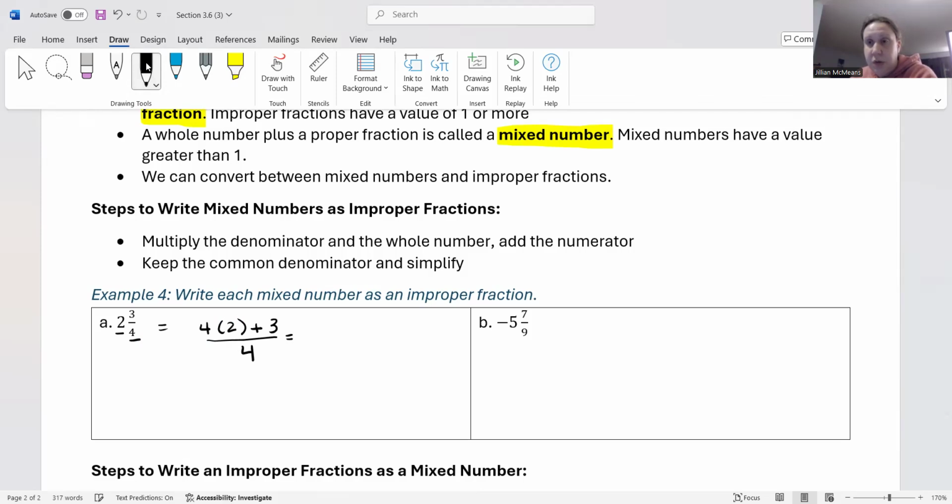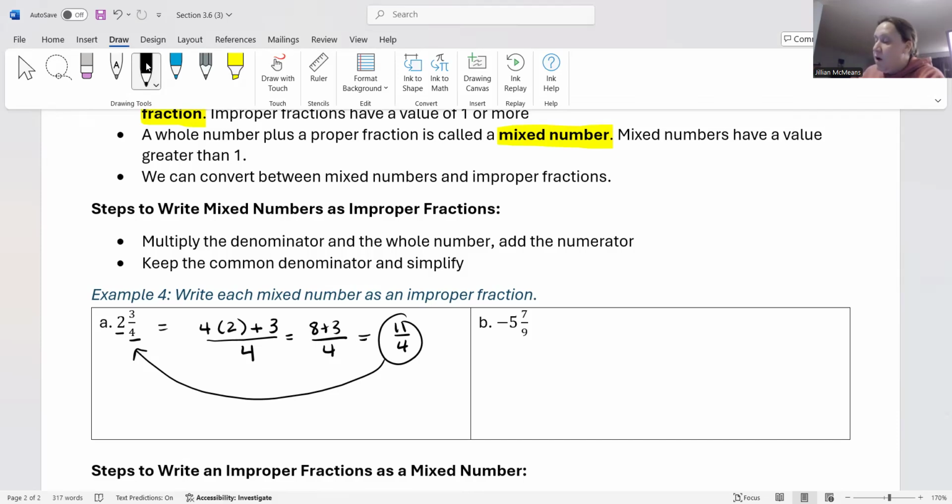Then you just have to use the order of operations in the numerator. We have multiplication and we have addition. Multiply first, then add. So 4 times 2 is 8, so we get 8 plus 3 over 4. Well, 8 plus 3 is 11 over 4. So 11/4 is exactly equal to 2 3/4. And you could draw a picture if you wanted to prove this to yourself.